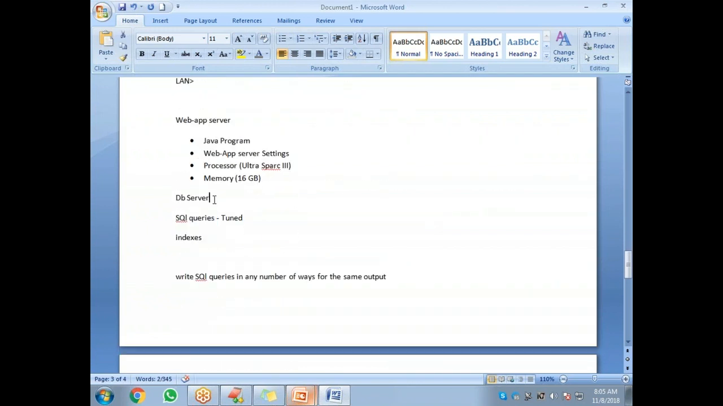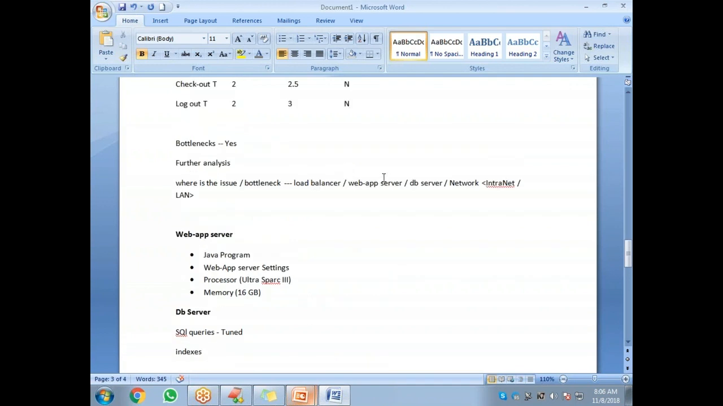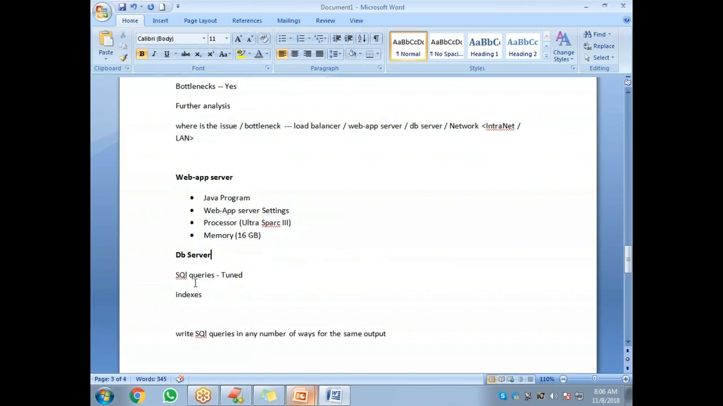So not only figure out where the problem is, but pinpoint the problem. Pinpointing means not only figuring out that it is in the web server, but finding out whether it is in the Java program, or in the settings, or in the processor, or the memory. Same thing with the database server: SQL queries, or indexes, or the processor.